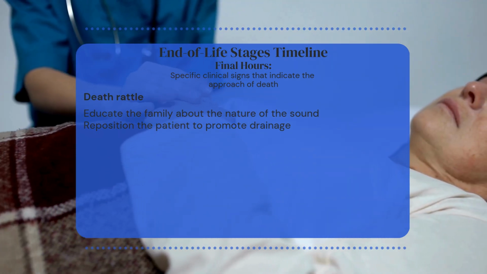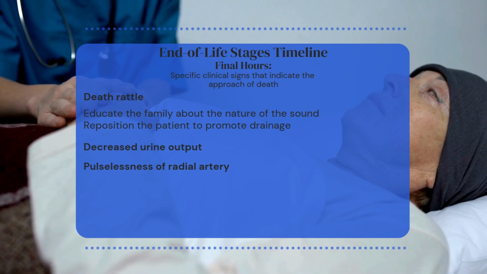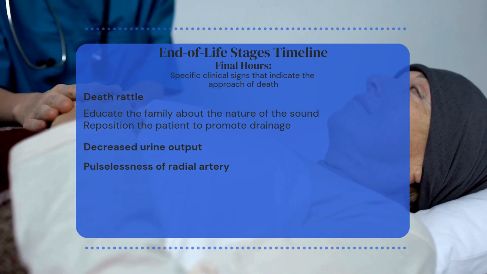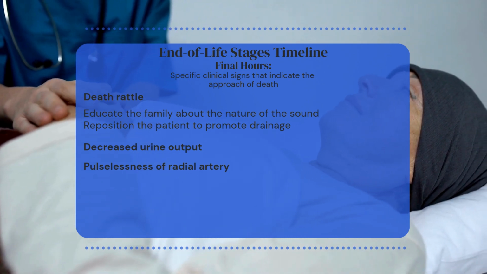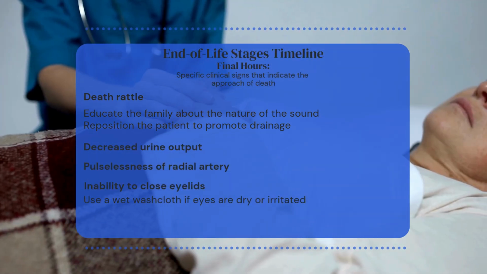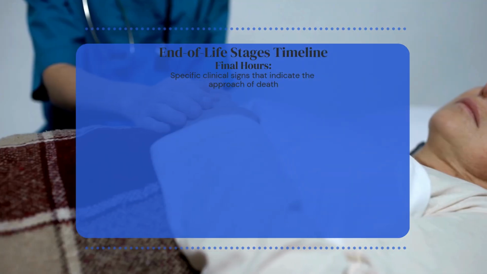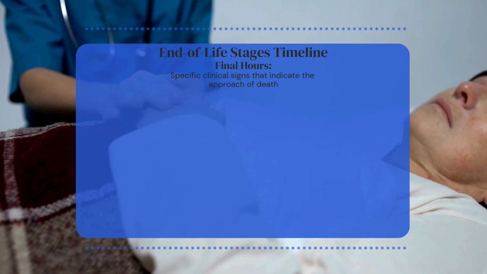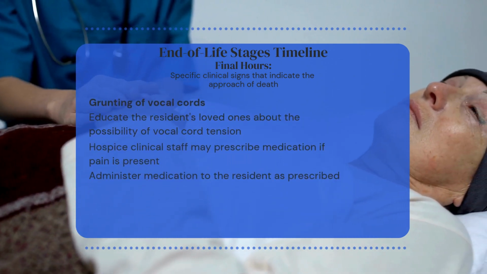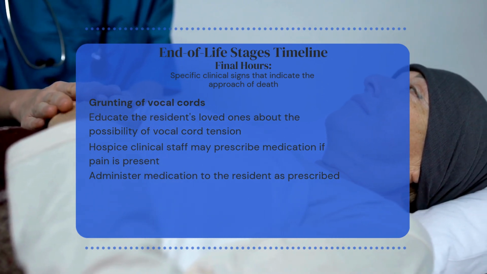In the final hours leading up to a resident's passing, you may notice a decrease in the resident's urine output and a pulselessness of their radial artery. The resident may also lose their ability to close their eyelids. Use a wet washcloth if the resident's eyes are dry or irritated. Caregivers may notice a resident is experiencing grunting of their vocal cords. Educate the resident's loved ones about the possibility of vocal cord tension.